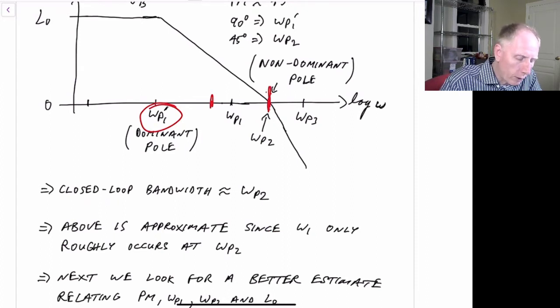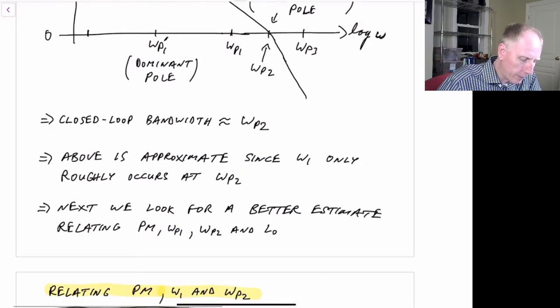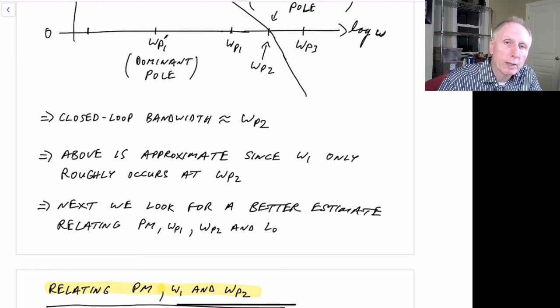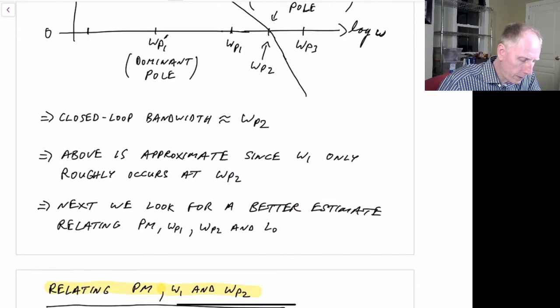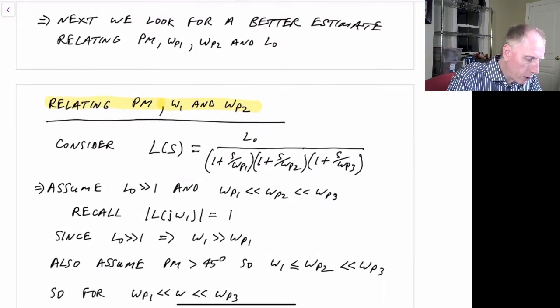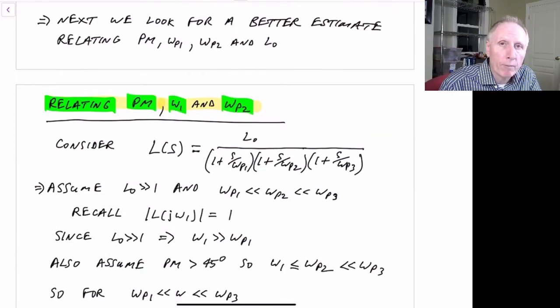But omega 1 will actually occur a little bit left of omega p2, because it's not a straight line the way it's shown, it's actually curved, something like that. So omega 1 was really only an approximation here. And we'd like to get a better estimate, because if we'd like to change our phase margin not to be 45 but to be some other value, we'd like a better estimate that relates our phase margin, omega p1, omega p2, and the DC value of the loop gain. So first we'll look at just a relationship that relates the phase margin, omega 1, and omega p2, the non-dominant pole.